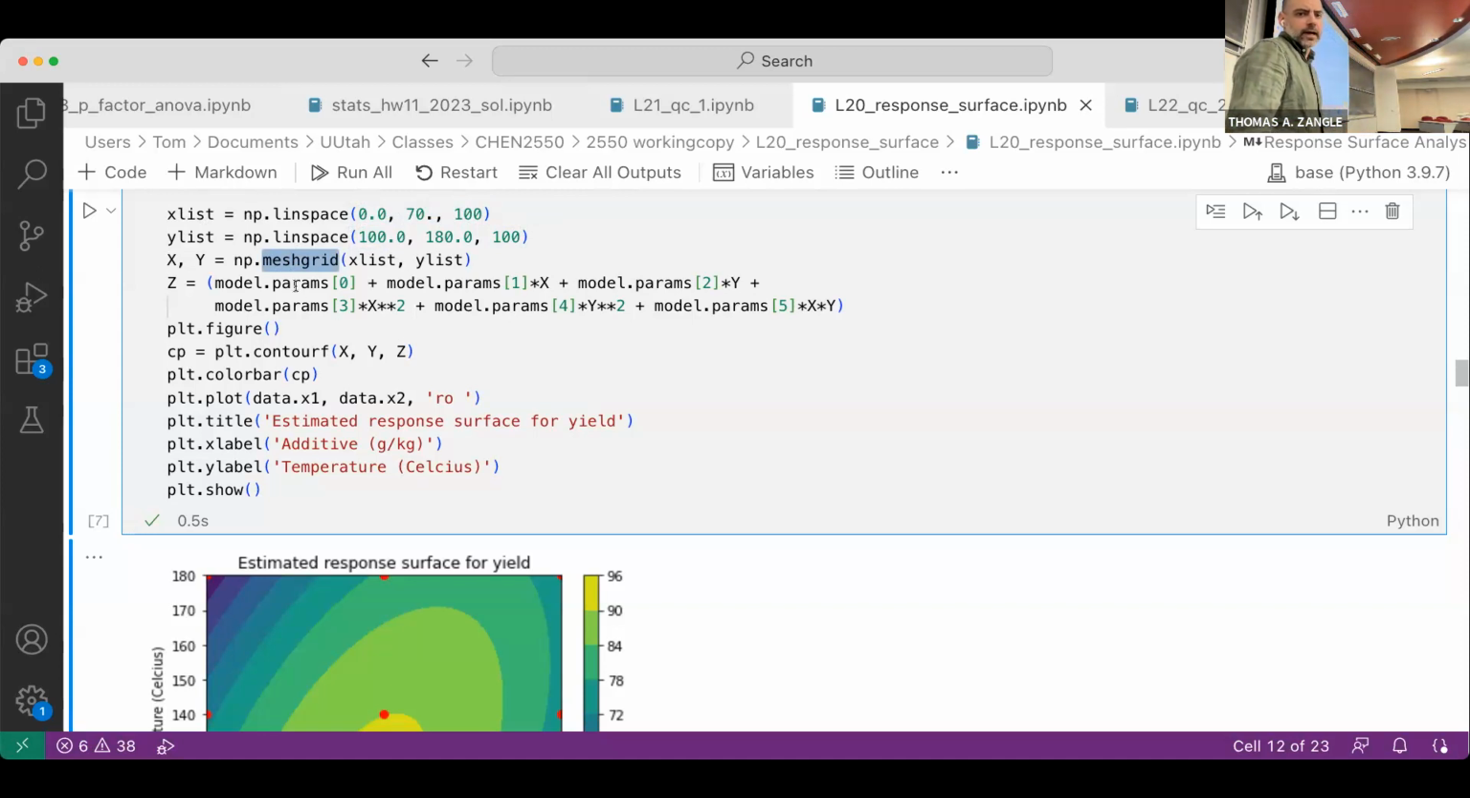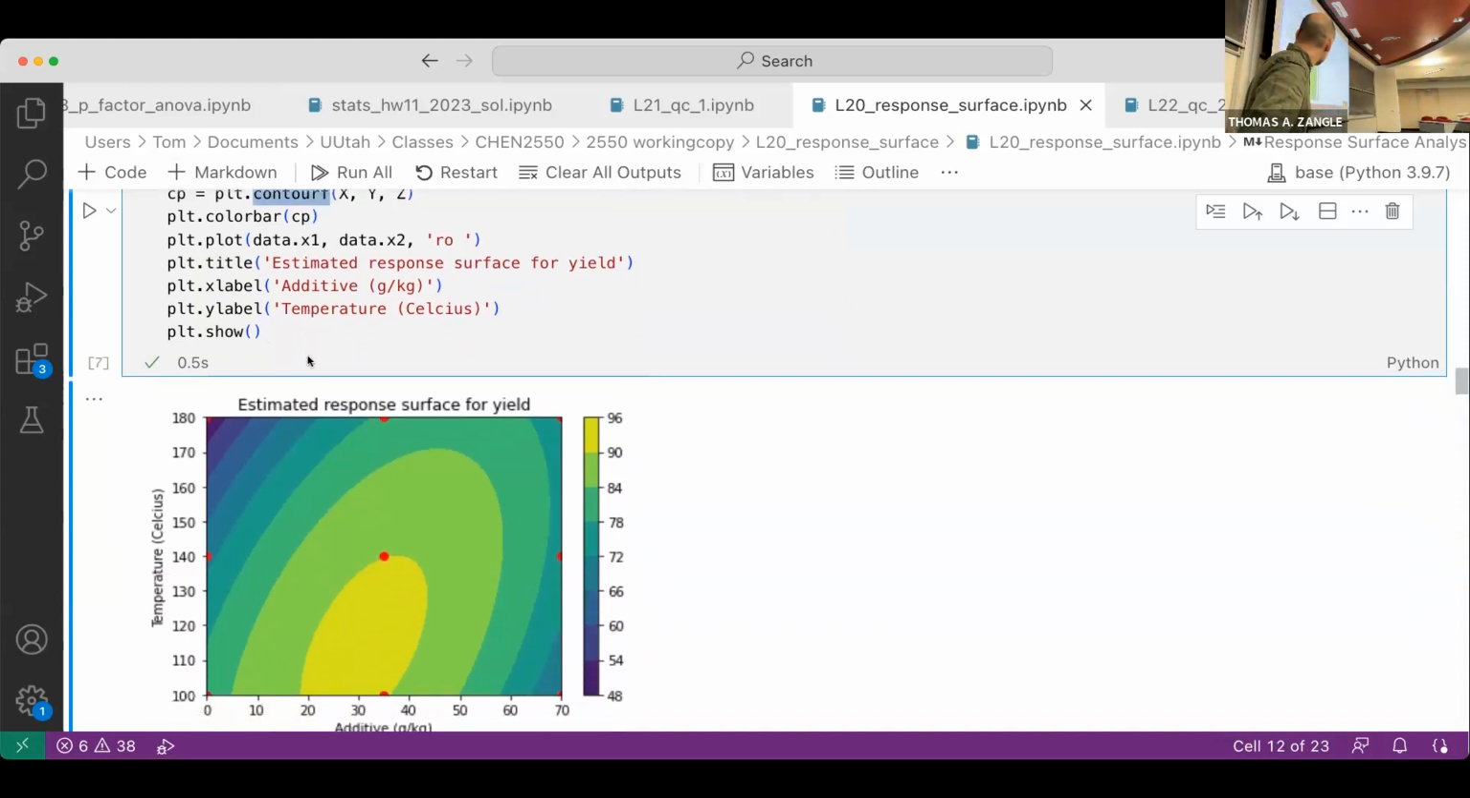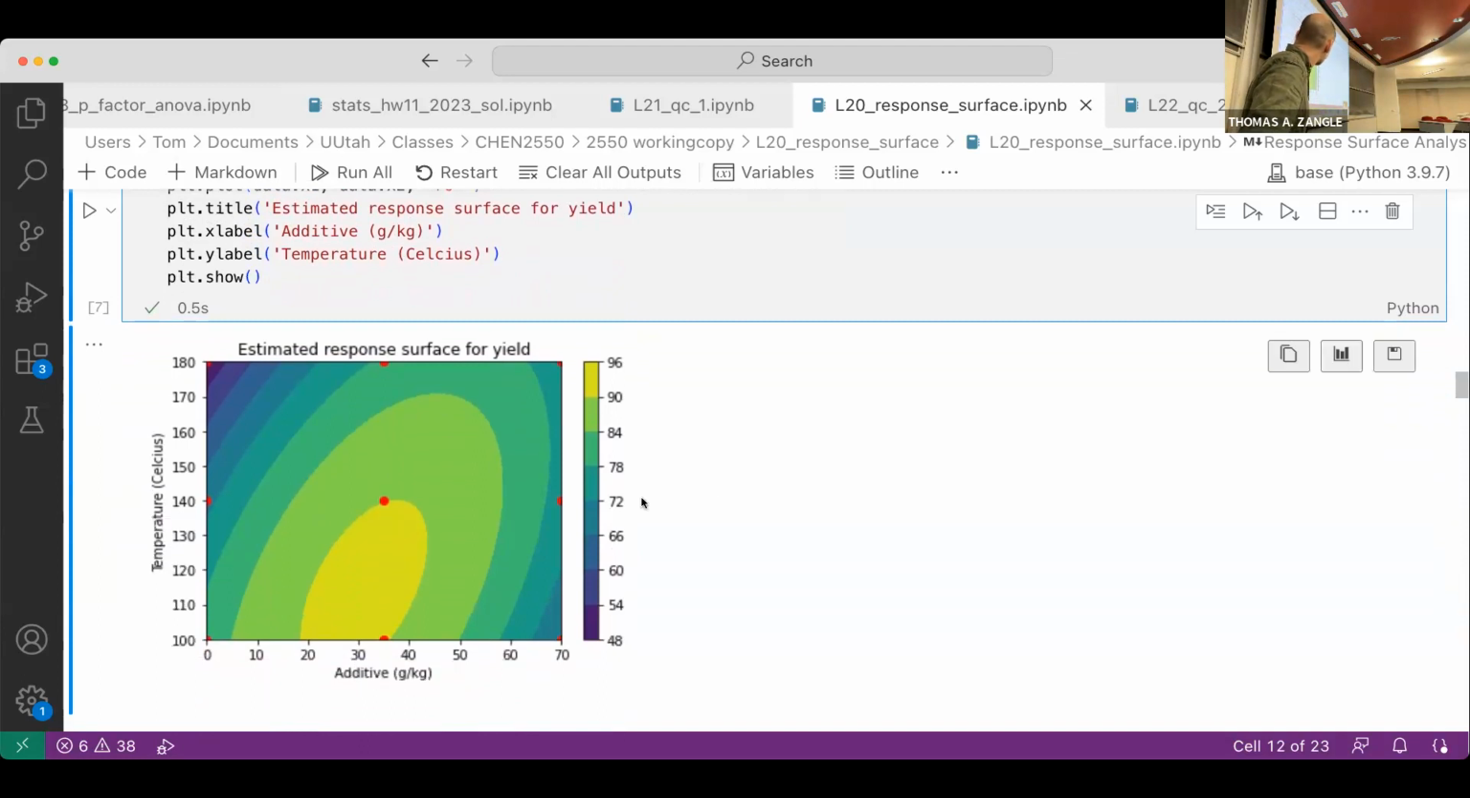So we have this big array corresponding to X and Y. And then we're going to use those to actually construct what the response surface looks like by taking each one of the individual parameters from our fit and multiplying it by the proper values of X and Y. Then we're going to use this contour function to plot it. And this is what our end result looks like. Here we've superimposed the measurement points in red on top of the response surface in this yellow to dark blue color map.